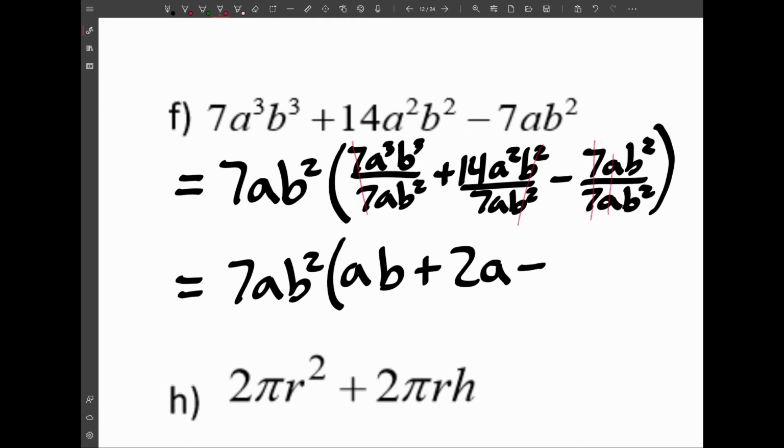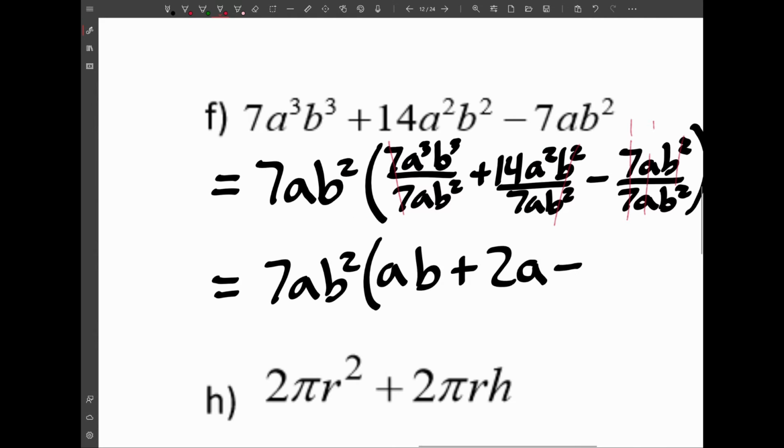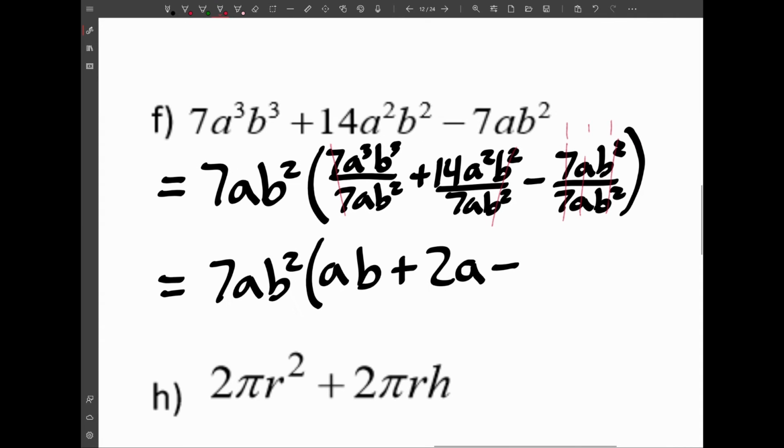A divided by a, that's 1. And b squared divided by b squared, that's 1. They all cancel. Now be very careful. It is common for students to cancel everything and say, oh, that's it. We're done. The term is closed. There is just no final term. But that's not the case.